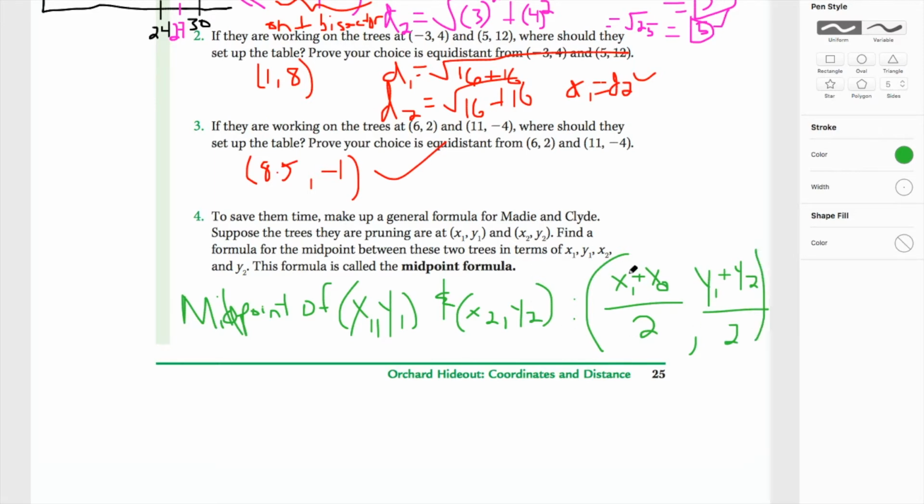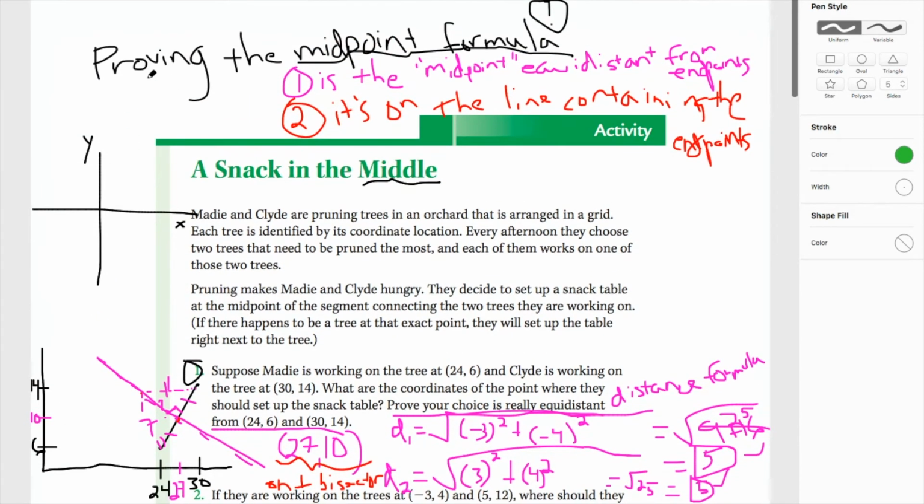Have we proven it yet? No, we haven't proven it yet, okay? So I'm going to write this up top here, proving the midpoint formula. The midpoint formula is this: if we have 2 points, x1, y1 and x2, y2, then we can average the x-coordinates to get the x-coordinate of the midpoint, and then average the y-coordinates to get the y-coordinate of the midpoint of those 2 points.